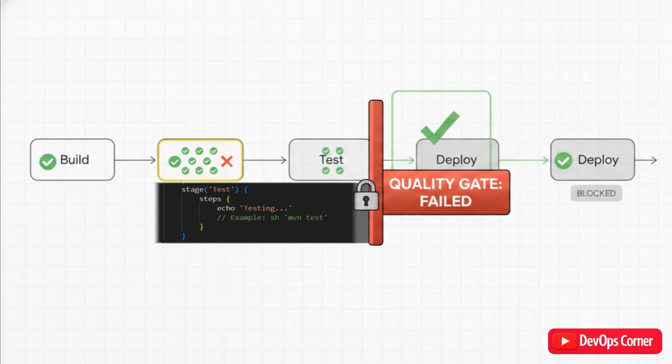Now for what is arguably the most important stage, test. Here we run npm test to execute our suite of automated tests. This stage acts as a quality gate. If even a single test fails, Jenkins will immediately stop the pipeline right here and mark the entire build as a failure. This is the fail fast principle in action. We find the problem instantly, we notify the developer who broke it, and we prevent that broken code from ever moving further down the pipeline toward production.